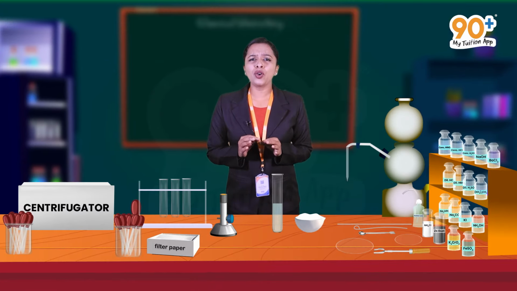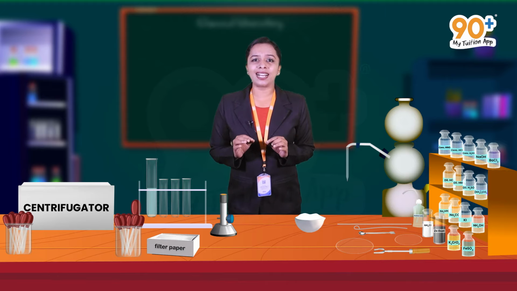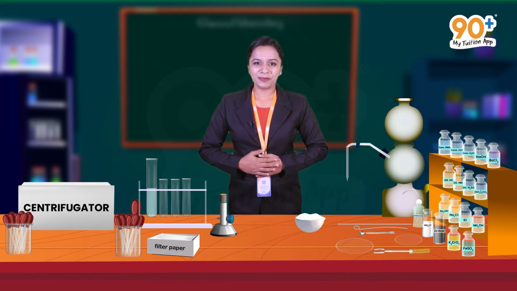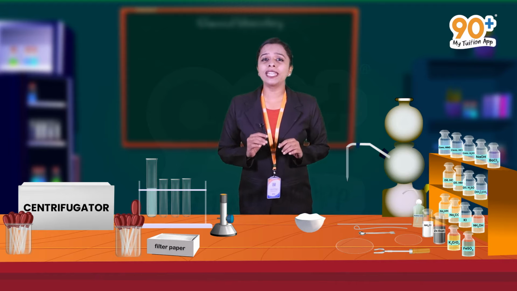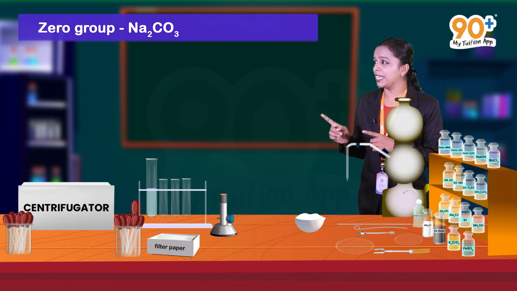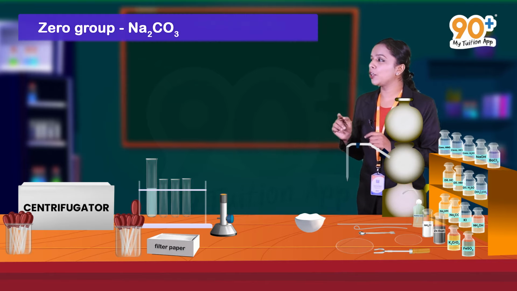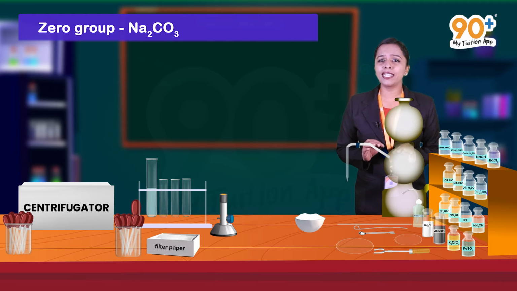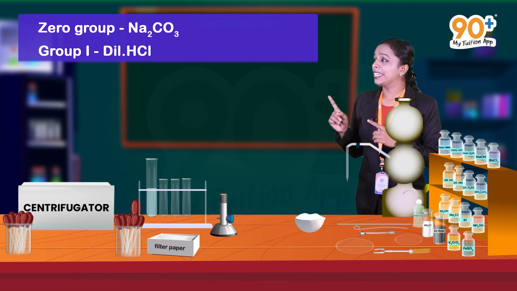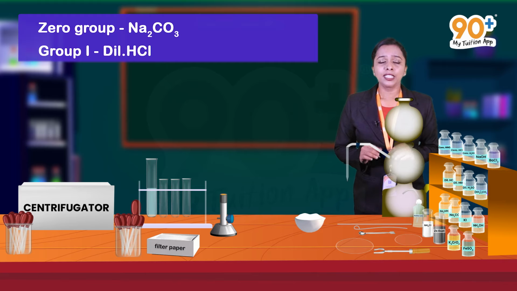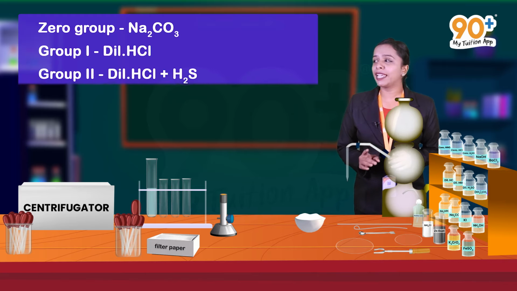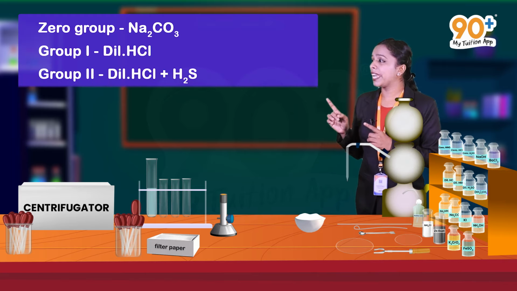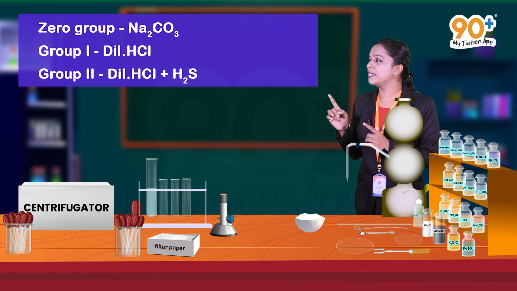Friends, as we know, cations are classified into groups 0 to 6. All these cations have group reagents. Like the group reagent of zero group is sodium carbonate solution. The group reagent of first group is dilute HCl. The group reagent of second group is dilute HCl and hydrogen sulphide.